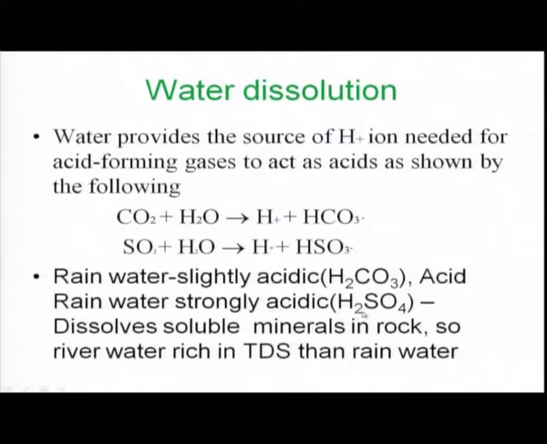This is normally what we call acid rain, which also contributes to the dissolution of mineral materials present in the rock. This phenomenon also explains why river water is richer in TDS than rainwater. If we analyze the TDS of rainwater, it will be very, very low, whereas river water TDS or electrical conductivity will usually be high. This is because of the dissolving action of these mineral acids on rock, which ultimately dissolve and are brought to the river.